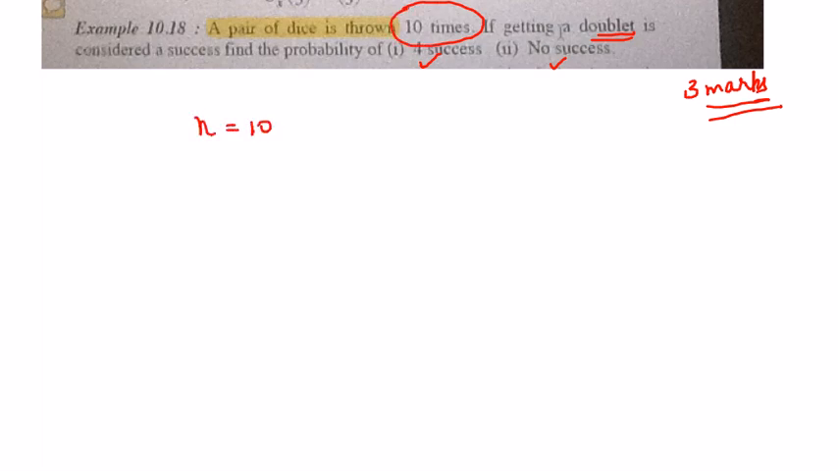It is not a large number. If it is a large number, we will use Poisson distribution. Since it's a definite number, I'm going to use binomial distribution. Okay, and also you know that for tossing a coin or tossing a dice, the probability of success or probability of failure is going to be the same.